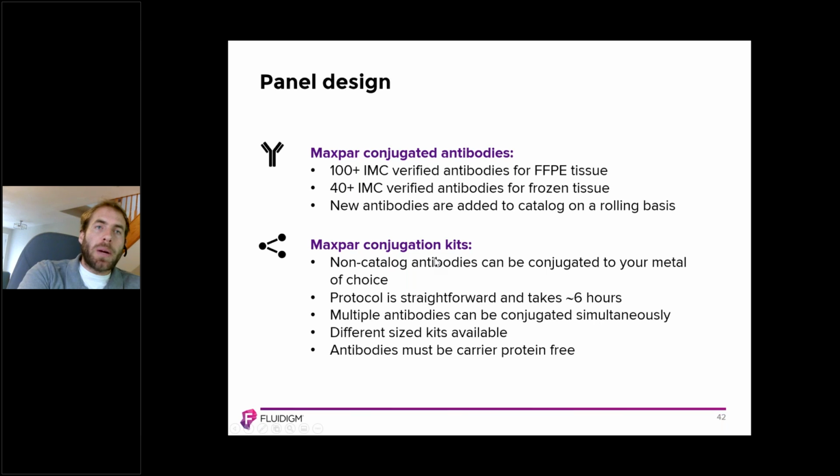We also have Maxpar conjugation kits. So if your antibodies aren't present in the catalog, you can conjugate your antibody to your metal of choice. The protocol is straightforward, takes about 6 hours. Multiple antibodies can be conjugated simultaneously. And the big caveat here is that your antibodies must be in a carrier-free protein formulation.